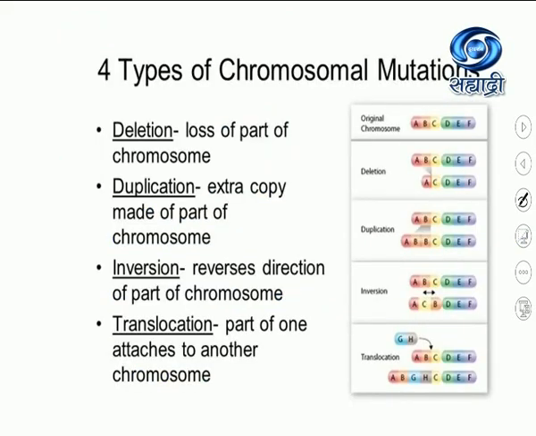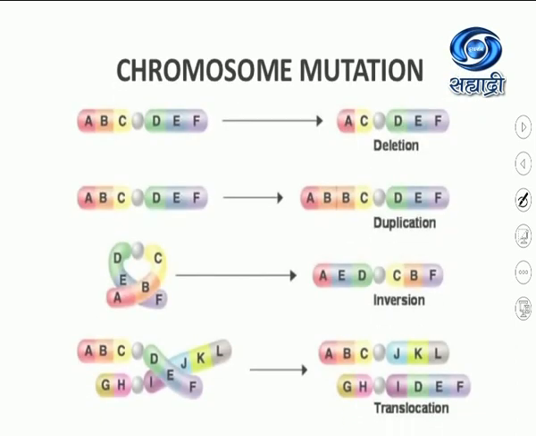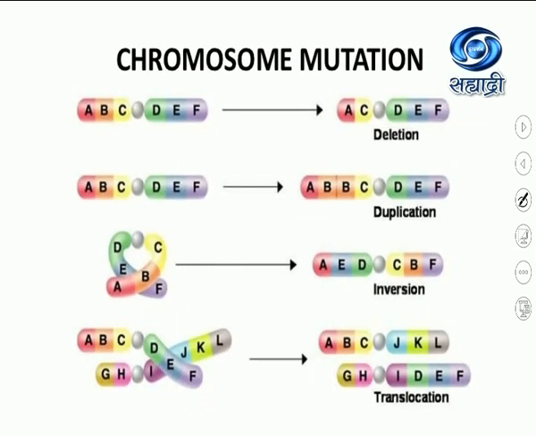Types of chromosomal mutation: deletion, loss of part of a chromosome; duplication, an extra copy made of part of a chromosome; inversion, a 180-degree reverse direction of a part of a chromosome, where the gene is attached; and translocation, part of one attaches to another chromosome. Let us see with the help of diagrams. In the first diagram, listen carefully. First we'll discuss only deletion. In this chromosome, what are the genes? A, B, C, D, E, F.